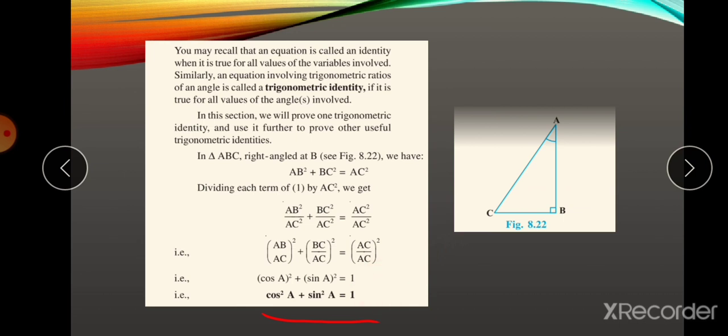Let me check one example for you. We'll substitute A as 30. What is sin 30? Sin 30, as we know, is 1 by 2, whole square. Plus, with A as 30, cos 30 is root 3 by 2, whole square. 1 by 2 squared is 1 by 4, and then 3 by 4. Then 1 by 4 plus 3 by 4 is nothing but 1.